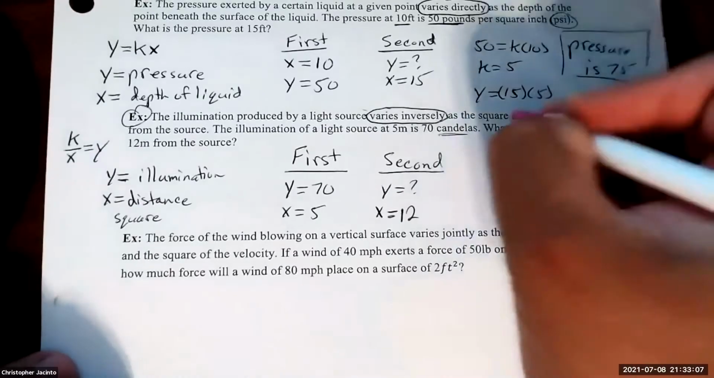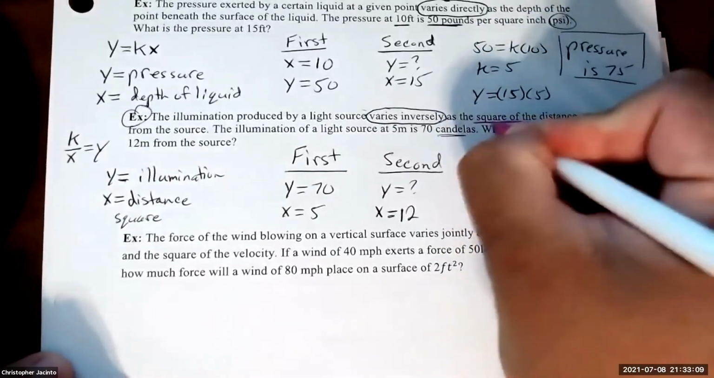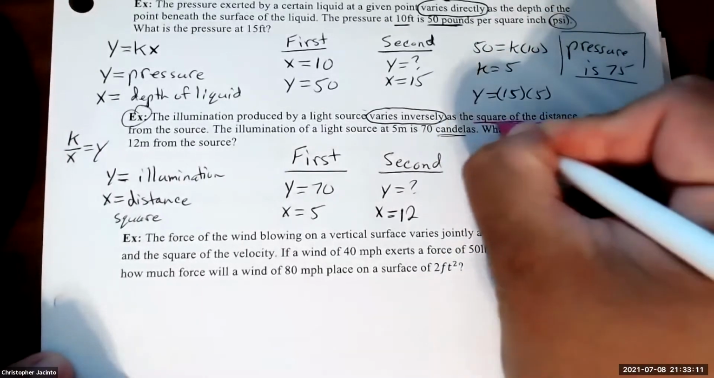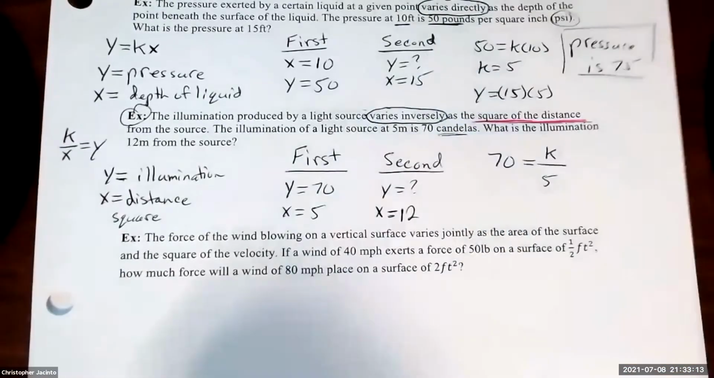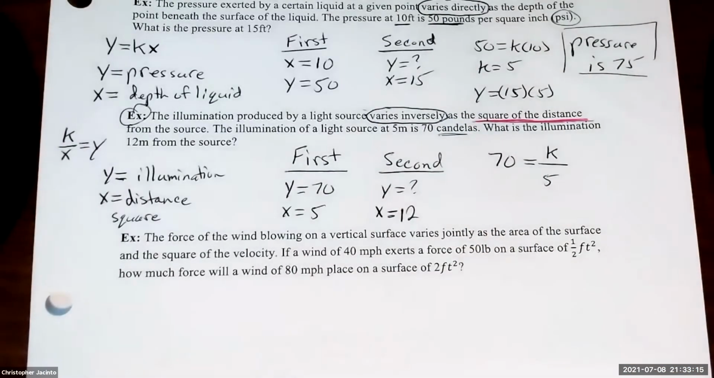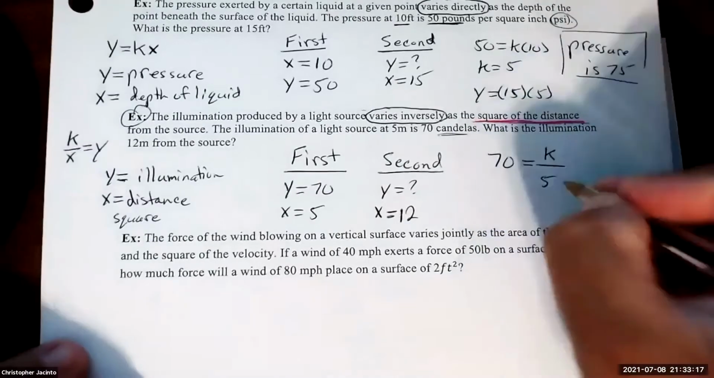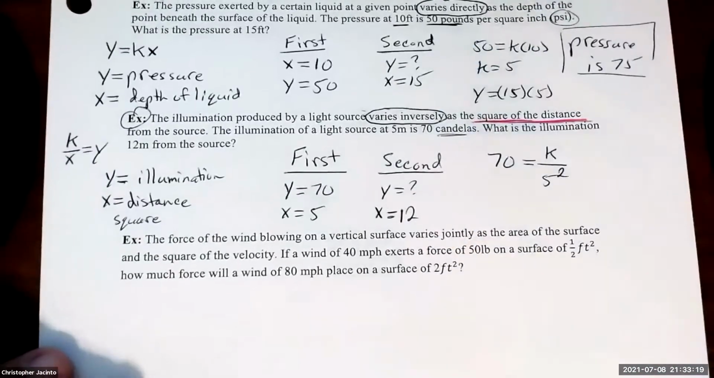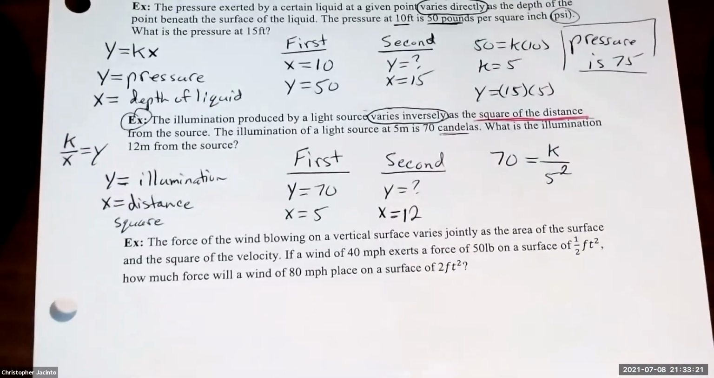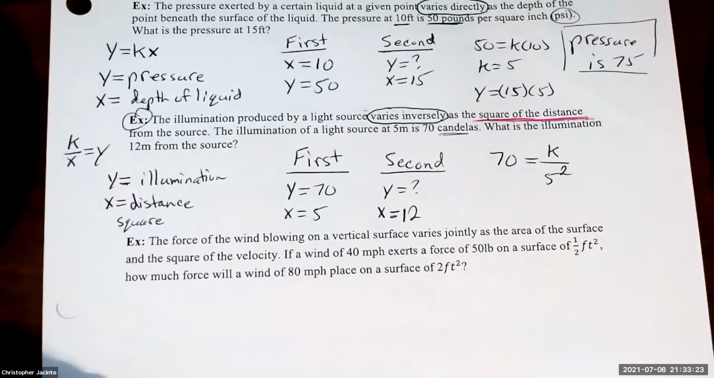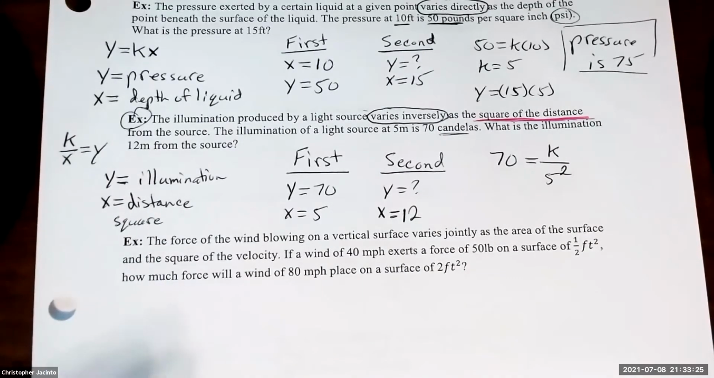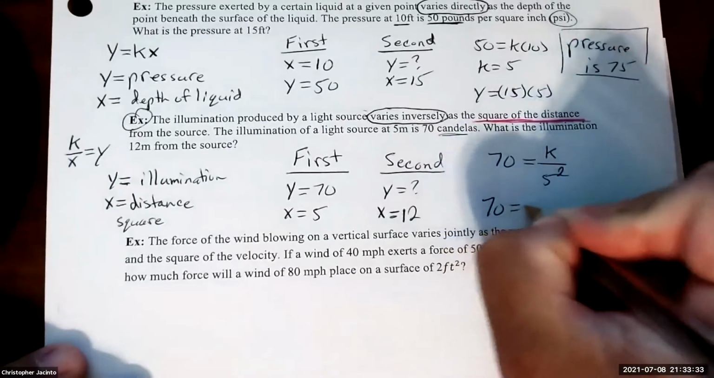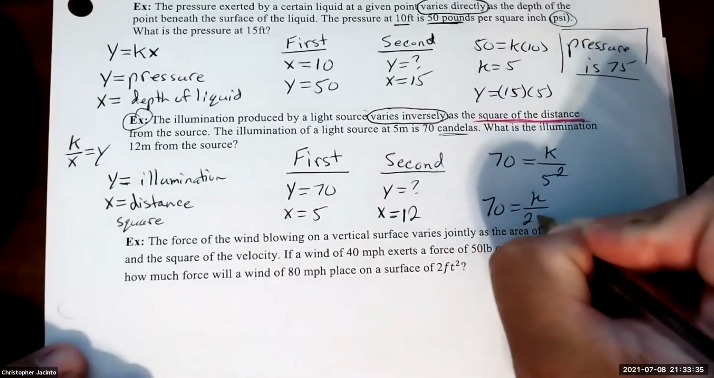Because it says the square of the distance. So that means I'm squaring the distance, so this is going to be 5 squared there. Everybody comfortable about what I just did? Okay. So that's going to be 70 is equal to K over 25 now.